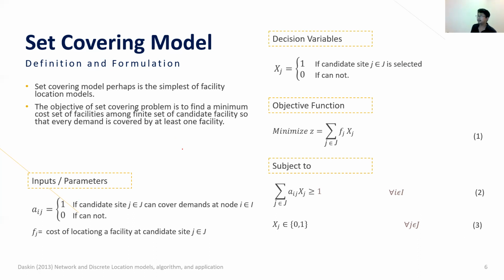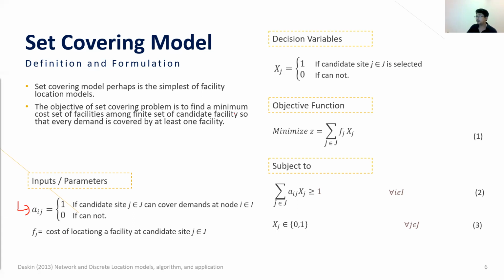Okay, so to know which facility can cover which demand, we need to calculate an input parameter, so-called Aij, that represents the adjacency matrix, a matrix that gives you information about whether a facility is able to cover a demand node or not, based on the coverage radius that we discussed earlier.